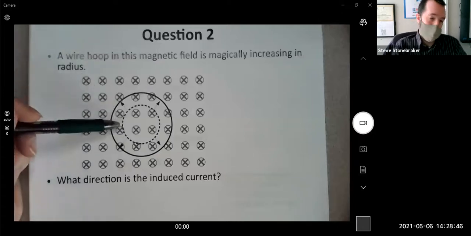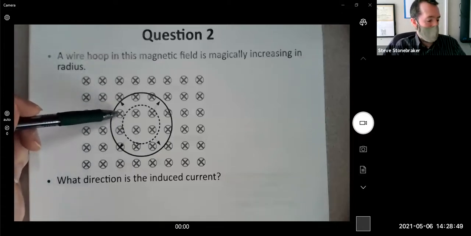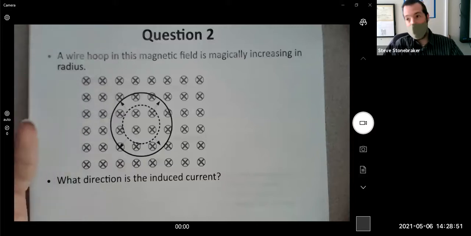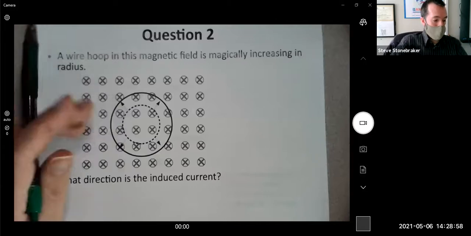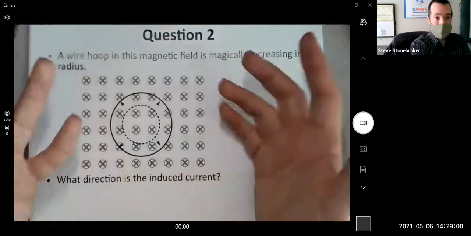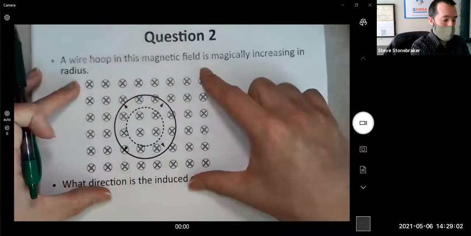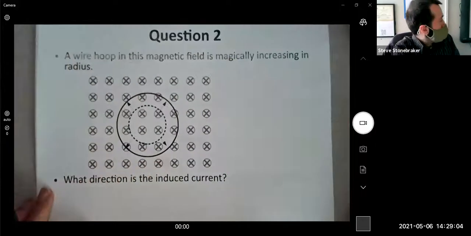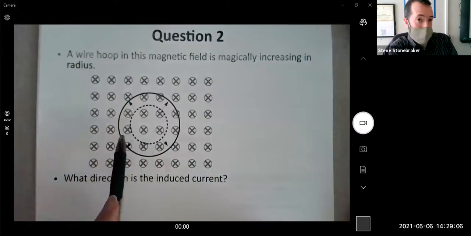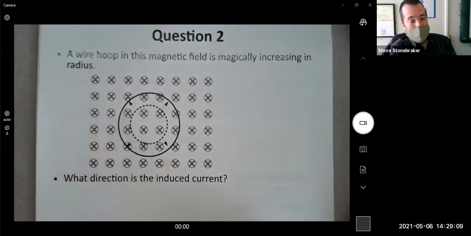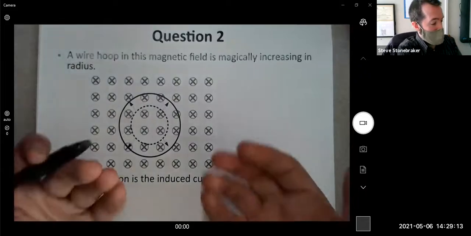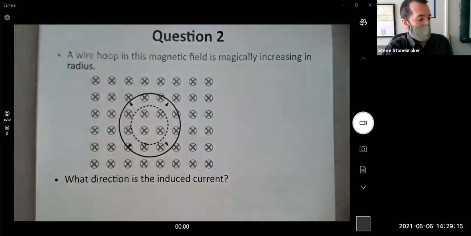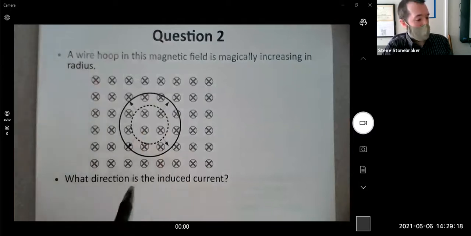All right, so on this one, the flux initially is into the page again. But this time the flux is going to get stronger because as the area increases, I'm going to have more and more X's inside the circle. So in order to counteract that, I would have to make dots, to try to cancel some of them out. I want to make an induced field that comes out of the paper to oppose the increase in flux.